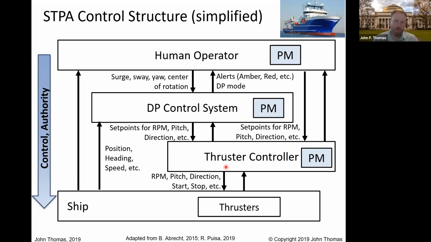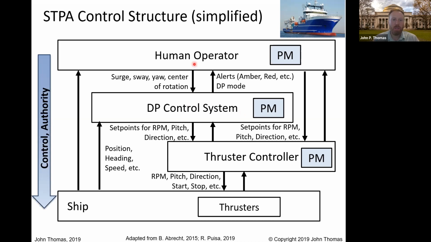Well, the thruster controller here controls RPM, pitch, and direction, but how does it know what RPM to achieve, what pitch, when to start, when to stop? Well, there's a dynamic positioning control system that provides those targets to the thruster controller. And each of these controllers has a process model over here, a set of beliefs about the outside world based on feedback and other information that it uses to make decisions. And this explains how some of these controllers can get confused. Of course, there's a lot more to STPA than just the process model, but that's one of the important concepts that is used later on.